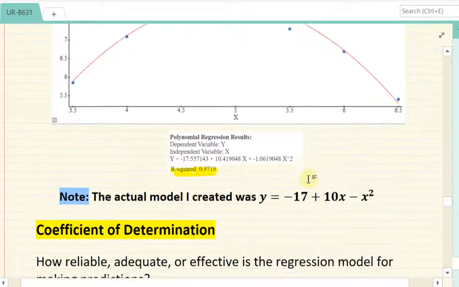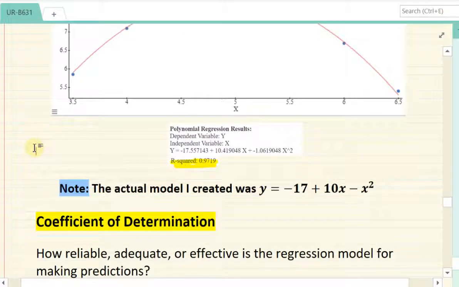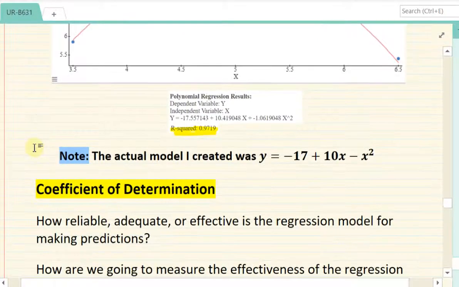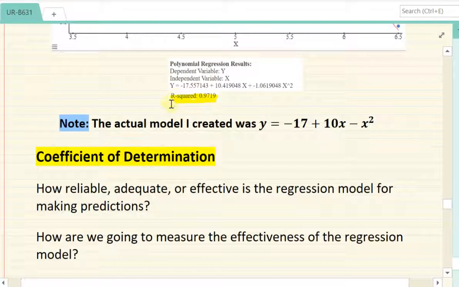Anyhow, we're done with the idea of the correlation coefficient. Now let's talk about R squared. Our topic is the coefficient of determination.